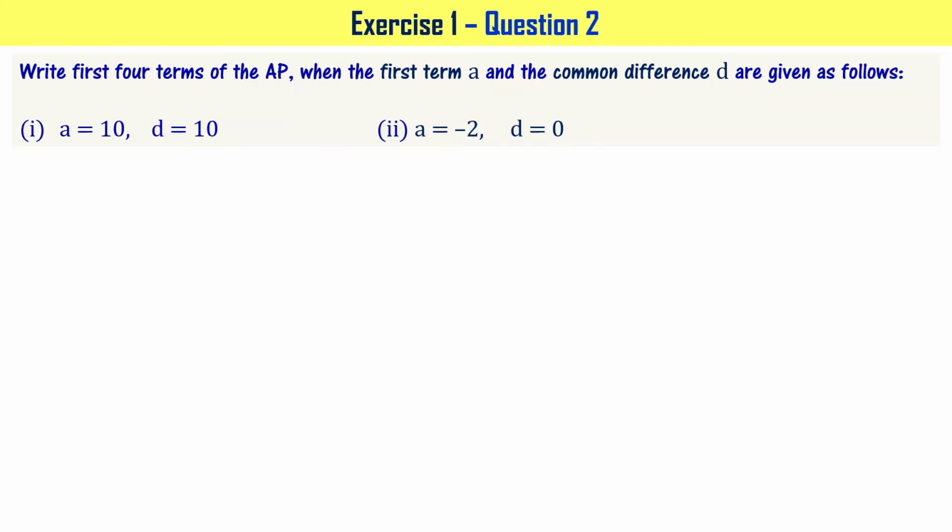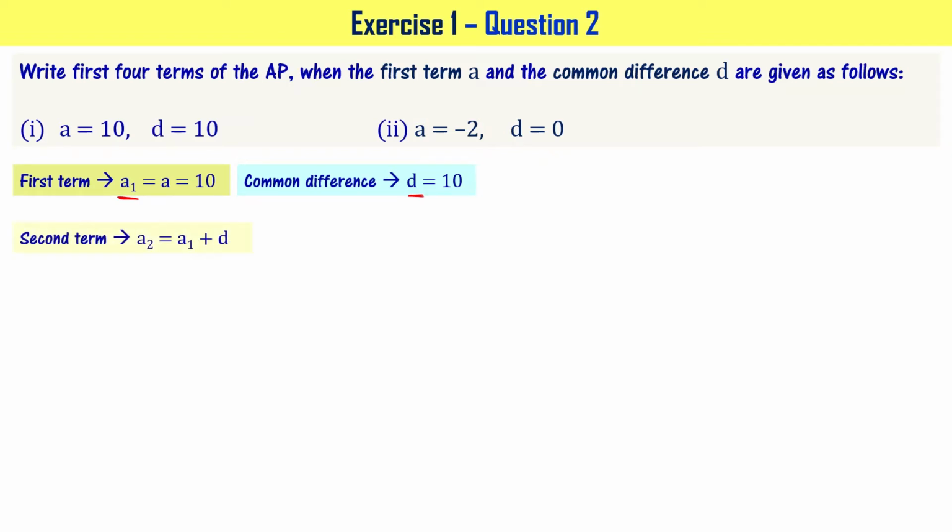That is A equal to 10 and D equal to 10. So the first term A equal to A1 equal to 10, right? The common difference D equal to 10. So once you have A1 and the common difference D, you can write the second term, right? The second term A2 is going to be A1 plus D. What is A1? That is 10. What is D? That is also 10. So 10 plus 10 is equal to 20. So A2 equal to 20.